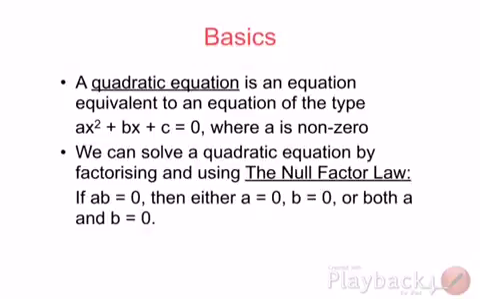And the null factor law states that if AB is equal to 0, then either A is equal to 0 or B is equal to 0, or both A and B are equal to 0. Because if two things multiply together to give you 0, one of them has to be 0 or both of them have to be 0. Okay? So if you want to just make a note on that stuff.